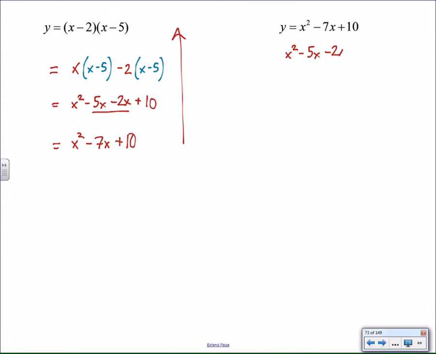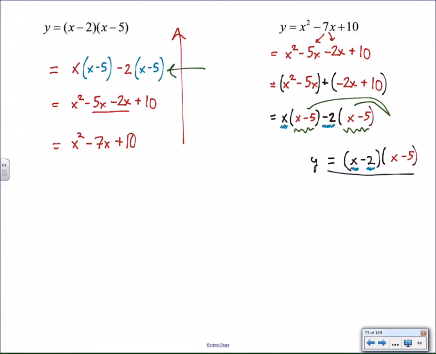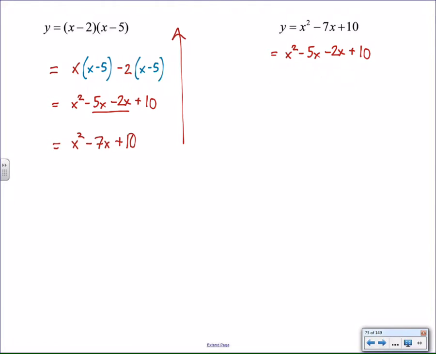Now what I need us to do is to reverse that process.